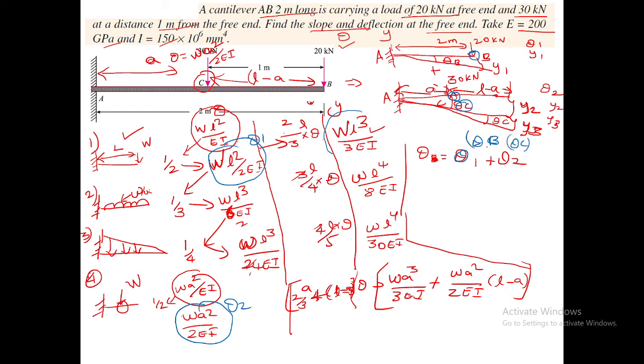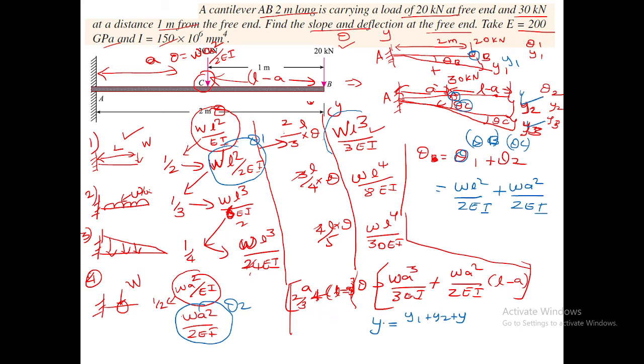So theta 1 means W L square divided by 2EI plus W A square divided by 2EI. This is the formula. Now the deflection is y equal to y1 plus y2 plus y3.